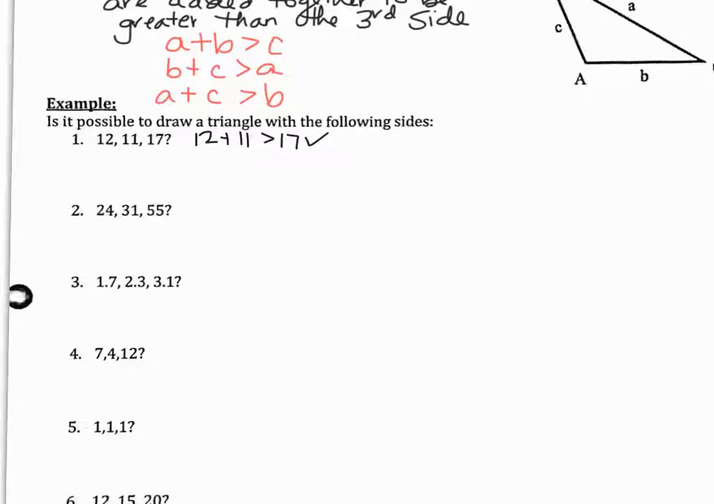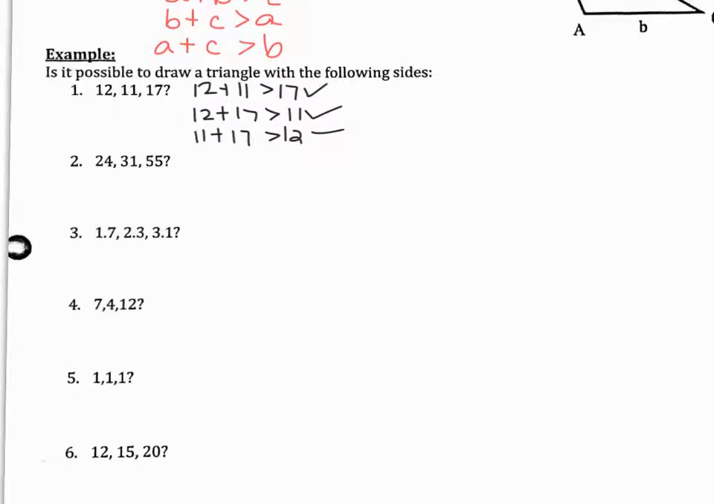Now I'm going to test 12 plus 17, and I want to know if that's greater than 11. Yes, because 12 plus 17 is 29, which is greater than 11. Now I have to test the last combination. 11 plus 17, is that greater than 12? 11 plus 17 is 28. Is 28 greater than 12? Yes. So let's go to the next one.